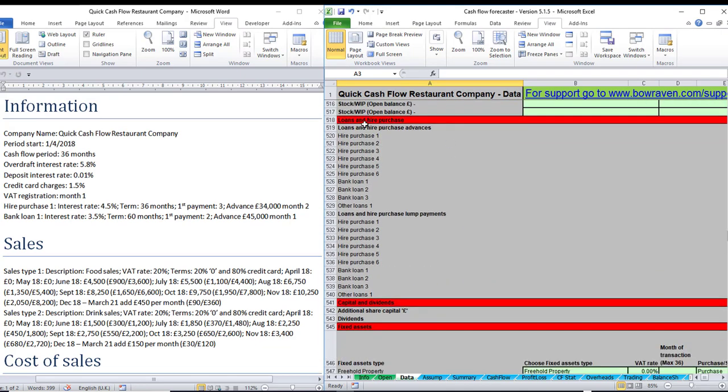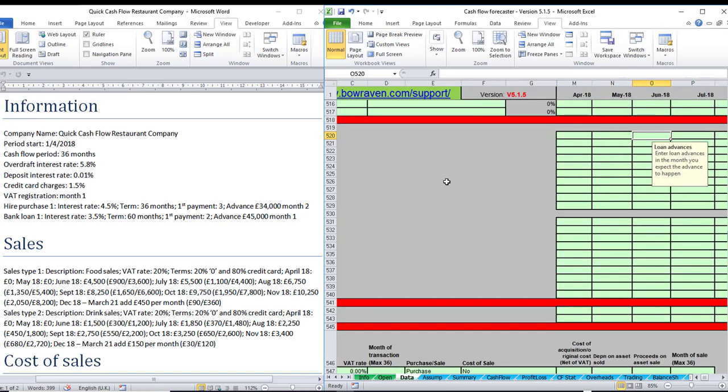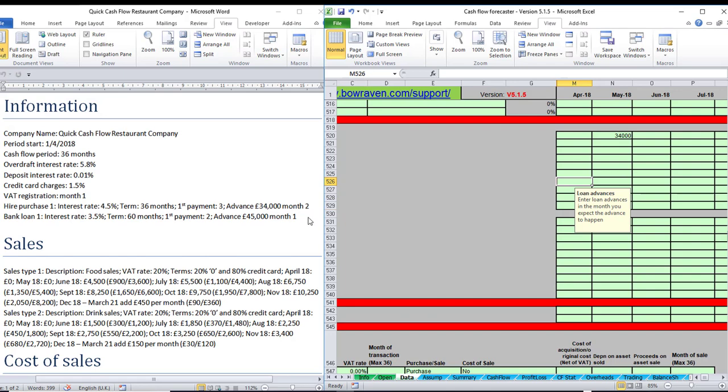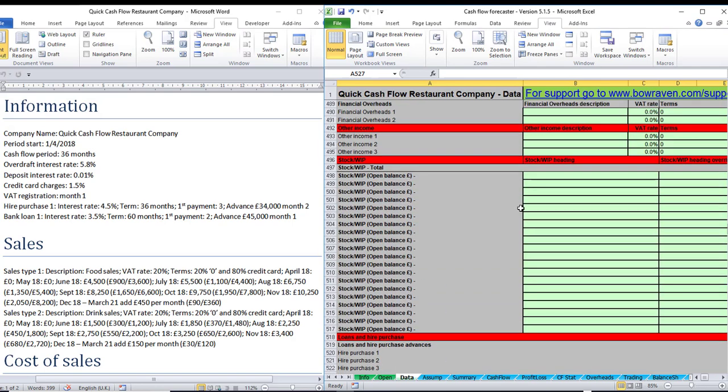I'll just scroll down to our loans. So we entered under hire purchase 1 those interest details and when the loan started and repayment terms, and the advance is in month 2 of £34,000, and the bank loan advance was in month 1. So let's just have a look. Bank loan 1, advance of £45,000 in month 1. So that's all the base information, and the cash flow forecast will work out the rest for you when the payments are, those monies coming into the cash flows and so on. But more of that later because it will become clear as we go forward.